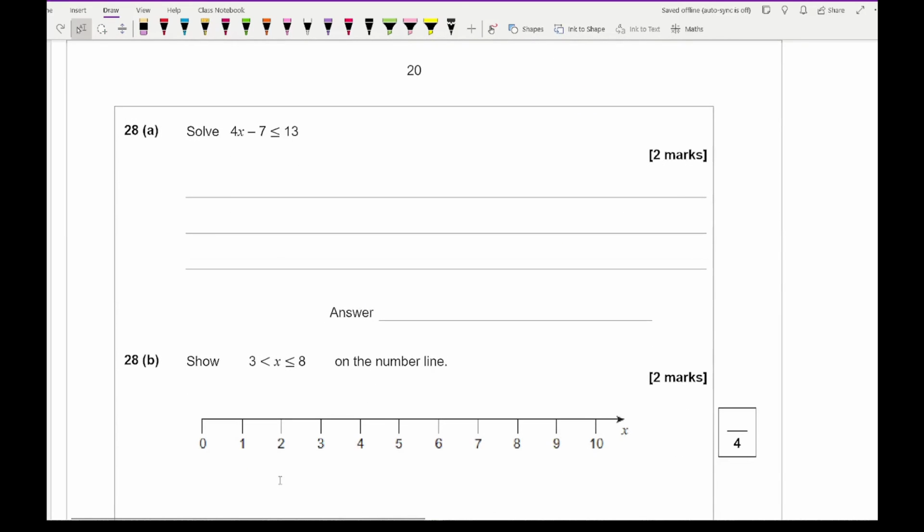Moving on to question 28, it says solve 4x minus 7 is less or equal to 13. So again, we solve this in exactly the same way as if it was an equal sign. So we want to get rid of the 7. So I've got 4x is less or equal to 13 plus 7, which is 20. I then divide both sides by 4, in which then I get x is less or equal to 5.